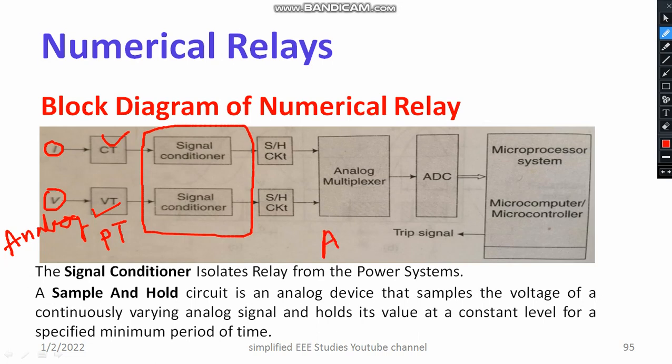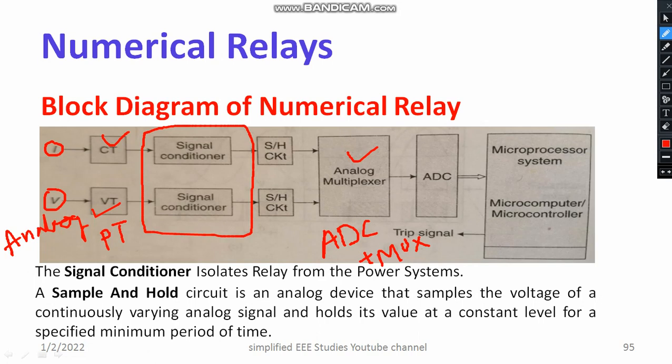ADC has to be used with a MUX. ADC with a MUX. What is MUX? MUX means multiplexer. Whatever signal you receive from CT and VT should be directly connected to the ADC plus MUX circuit. You can call it an analog multiplexer. Okay, ADC and MUX.